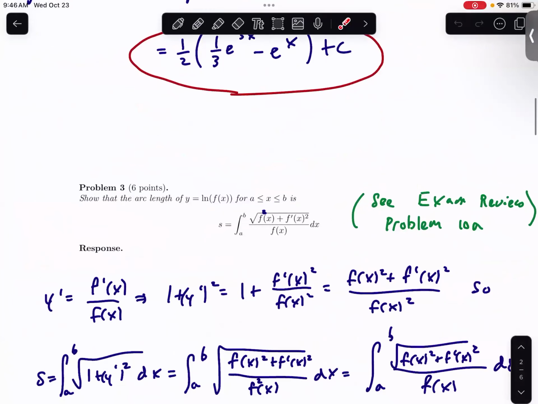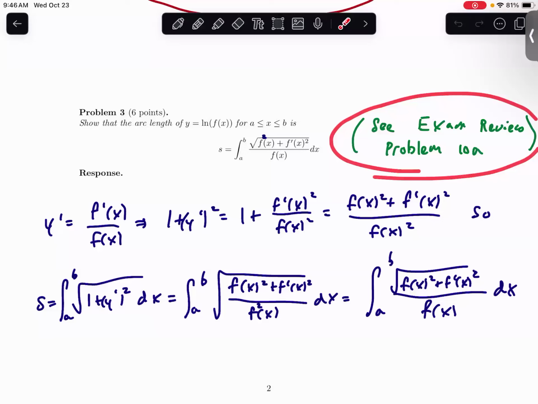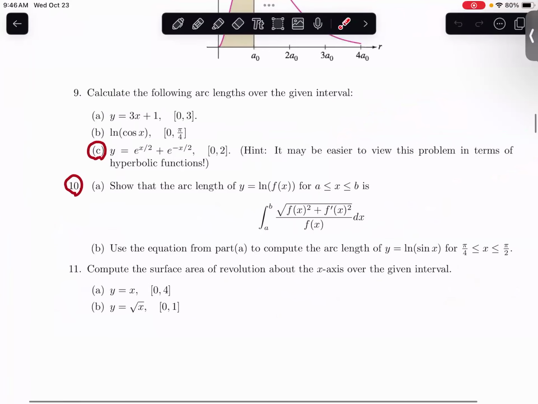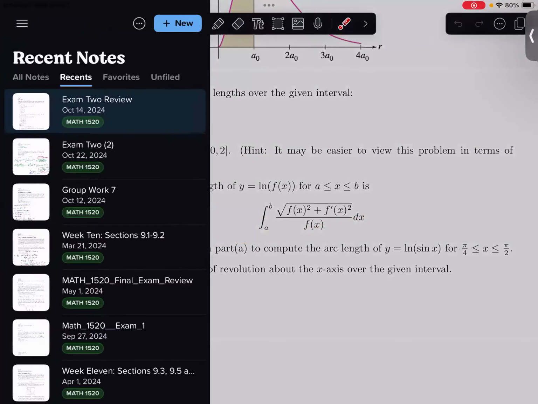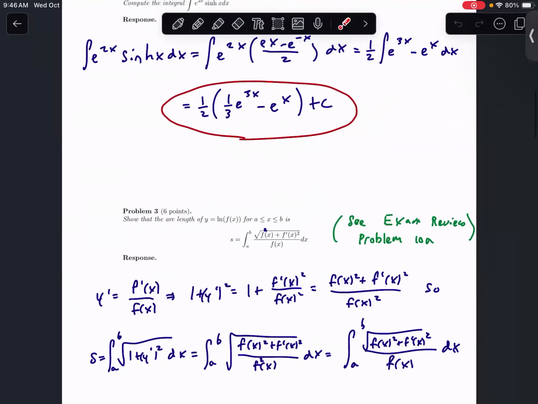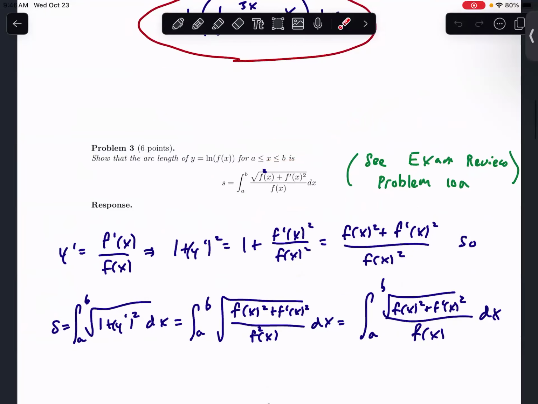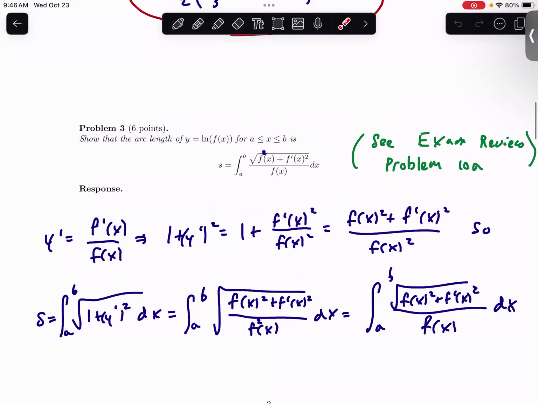Problem 3 was also one that people had difficulty with, but this is also a problem that came directly from the exam review. This was problem 10A right here. The expectation for the exam review problems is, if it's on the exam, I view them as being 3 points. I'm not saying this is an easy problem, but you need to make sure you go through the exam review.